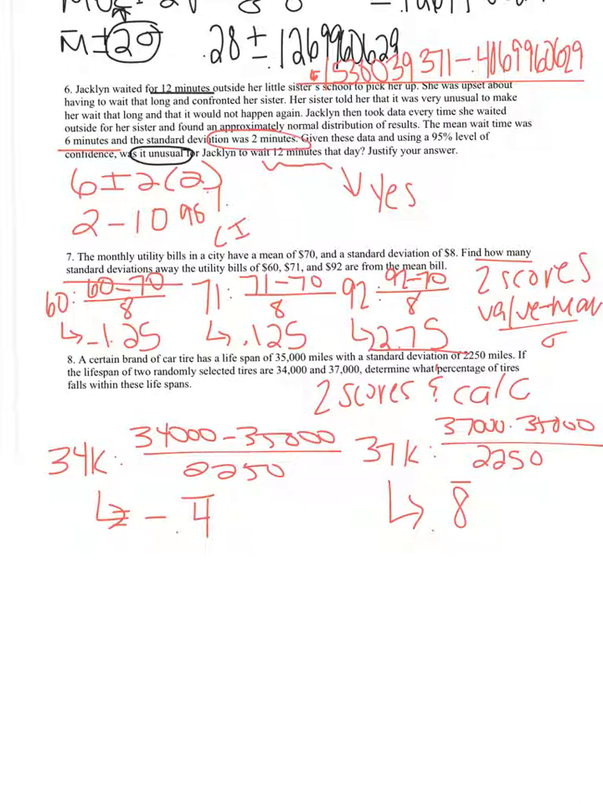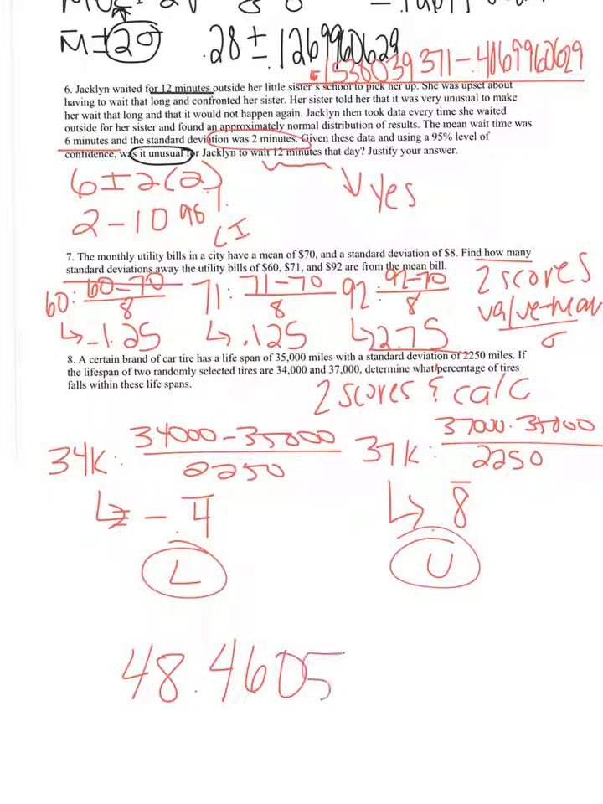So in your calculator, you would do second, vars, number 2. This is the lower, this is the upper. Your lower boundary is negative 0.4 repeating. The upper boundary is 0.8 repeating. And it wants the percentage, so you have to write 48.46054231%.